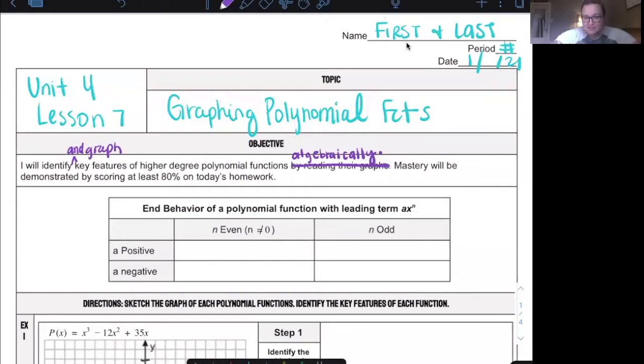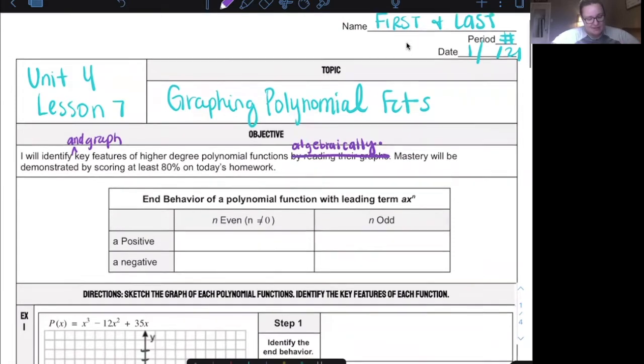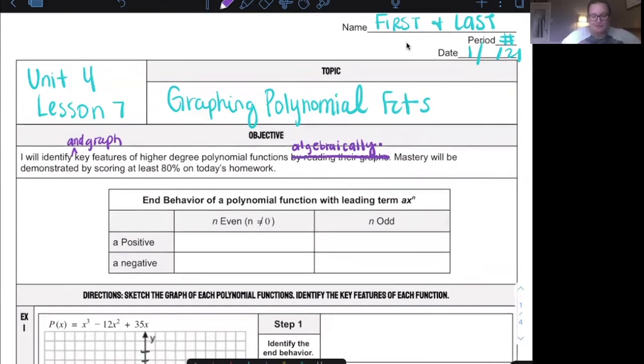And then our objective today, I realized has some typos in it, so we're going to fix that. Our objective is: I will identify and graph key features of higher degree polynomial functions algebraically. Mastery will be demonstrated by scoring at least 80% on today's homework. So again, instead of an extra practice today, we're just going to jump into our homework. Your homework is a worksheet, once again, found on Schoology.